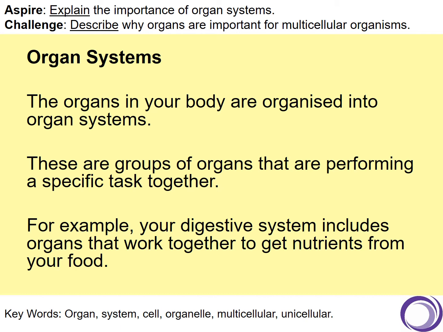So if you think about all the organs which help you digest food, you've got your stomach, you've got your small intestine, you've got your large intestine, you've got your pancreas, and you've got your liver. All those organs working together will make an organ system.